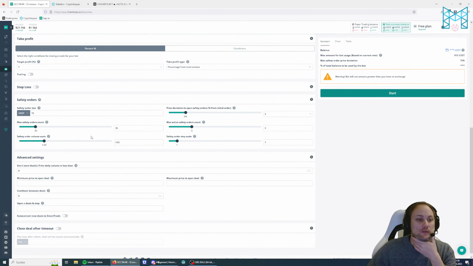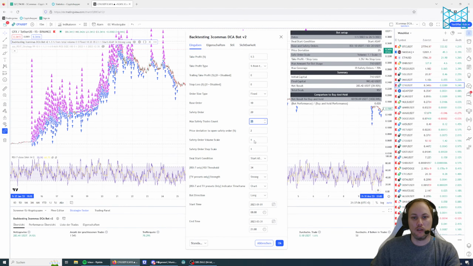Okay, so these are my current settings. I really like them, because I want to try to make as many trades as possible, and because with every single small trade and little profit, I will compound, and the next open trade will be bigger than the previous one.